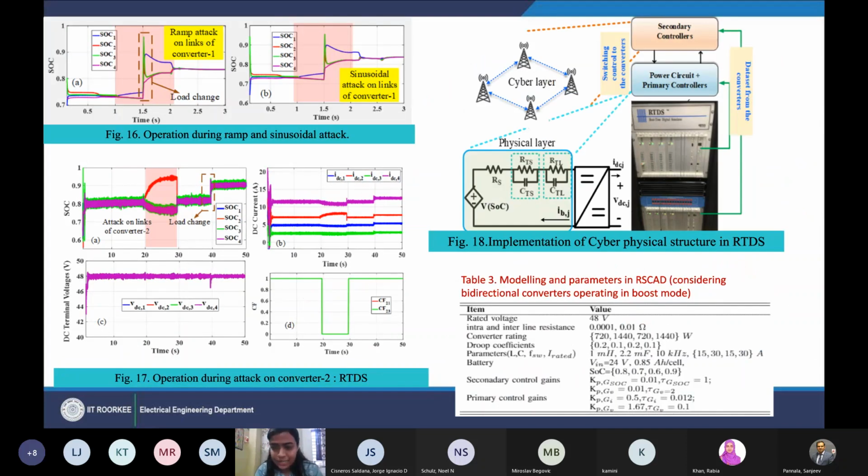Ma'am, next slide, please. Okay, so here what we have done, the same thing, we have tried to validate the structure using boost converters in a cyber physical structure in RTDS. As we can see, there's an attack on the links of converter 2, and it is effectively identified by the operation of the confidence factors, which you can see in figure 17D. Next slide.